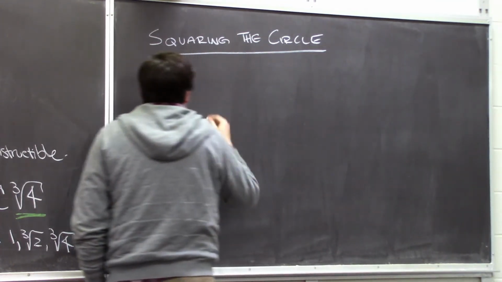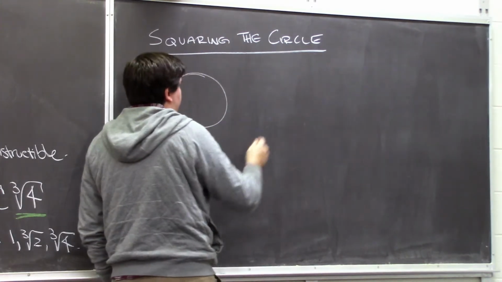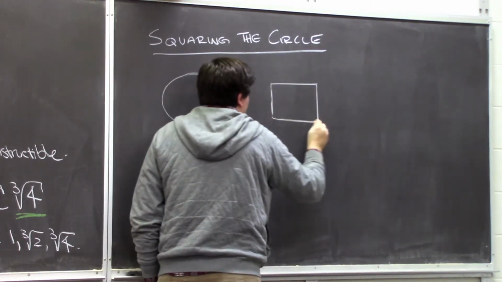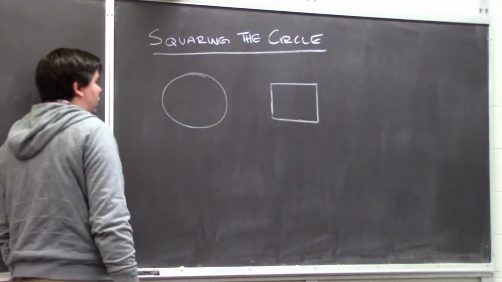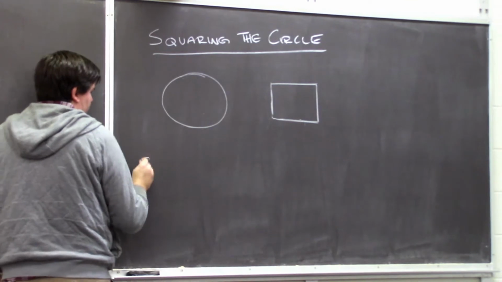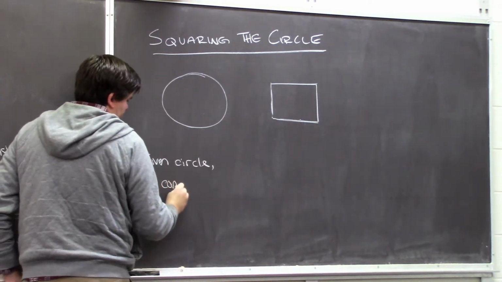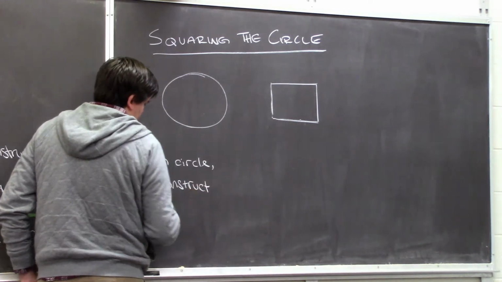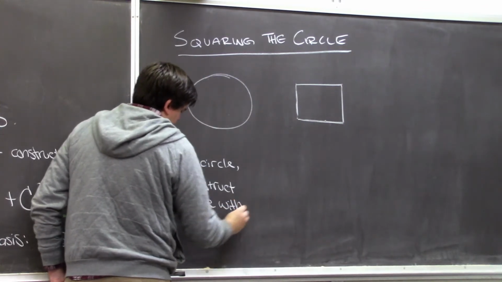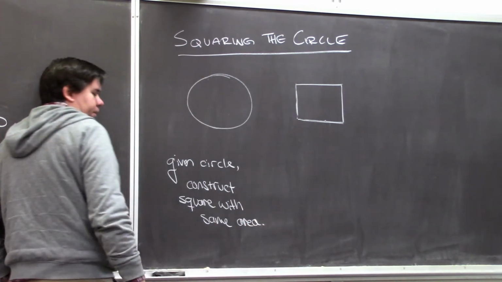The Greeks had asked, if you're given a circle, can you construct a square such that the square has the same area as the circle? Okay, that probably wasn't the best square. It looks a little bit too small, but something like this. So given a circle, you want to construct a square with the same area.